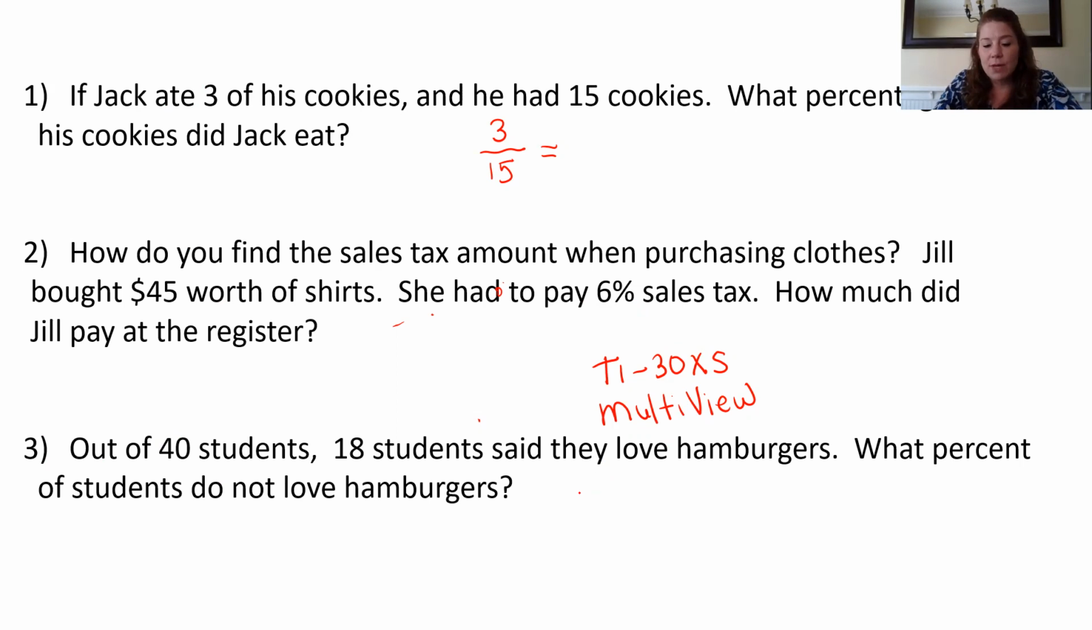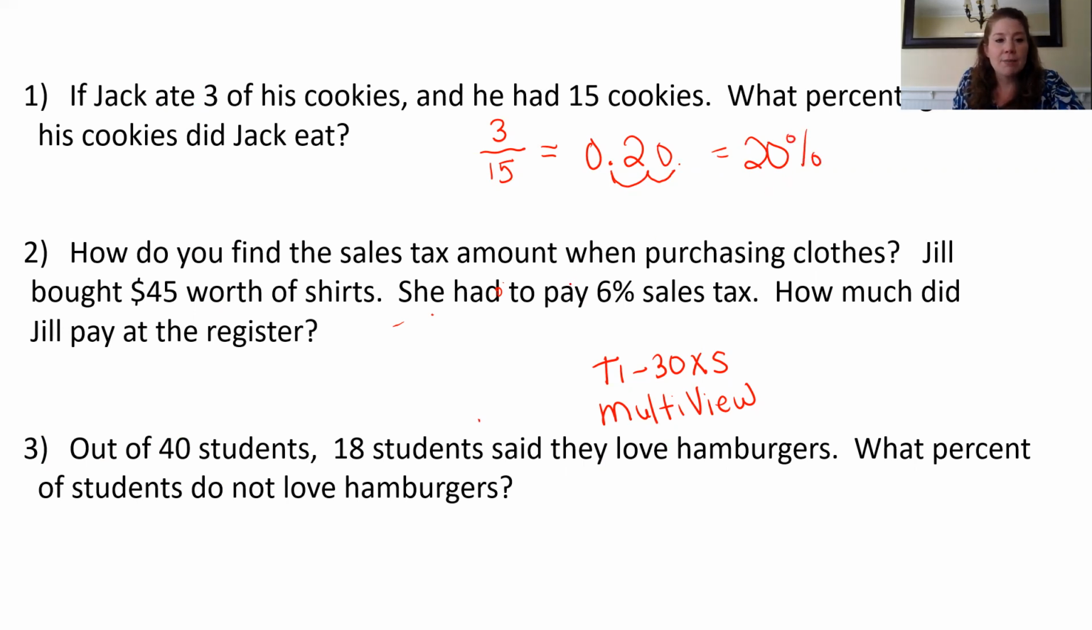So going back to number one, you're going to divide 3 by 15. So 3 divided by 15, always put the top number in the calculator first. So I get 0.2. Well, that's a decimal. And to turn decimals into percent, we multiply by 100. In other words, we move our decimal 2 places to the right. So 0.2 would be 20%.